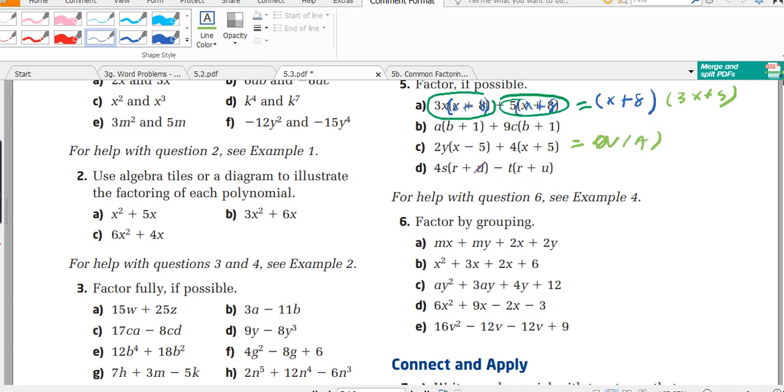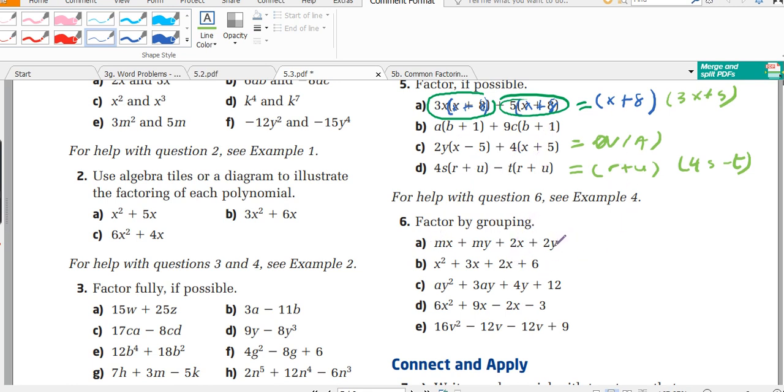Okay. Let's take a look at this one. R plus U, R plus U. Could I factor that? Yep. So I know it's going to be an R plus U. And then what's left over? 4s minus t. Okay? So these, question 5, I pretty much did it all for you. They already kind of grouped it for you. Whereas number 6, not so much.